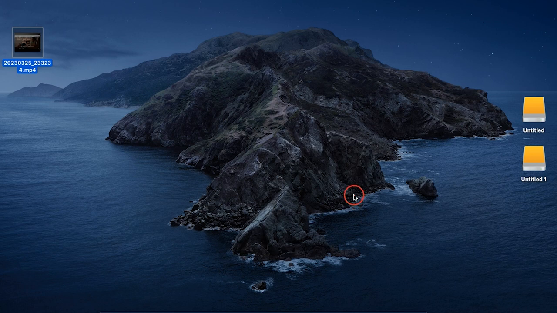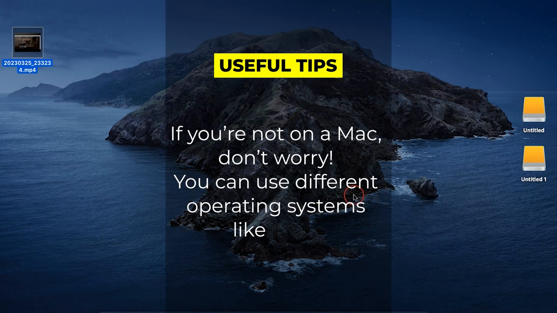Now, there is more than one way to skin a cat, as they say. If you are not on a Mac, don't worry. You can use different operating systems like Linux to access your files too. The key is to find the right tools and ensure you are working in a read-only mode to prevent accidental data loss. It is read-only mode, and you cannot use this hard disk again to write any data on it.